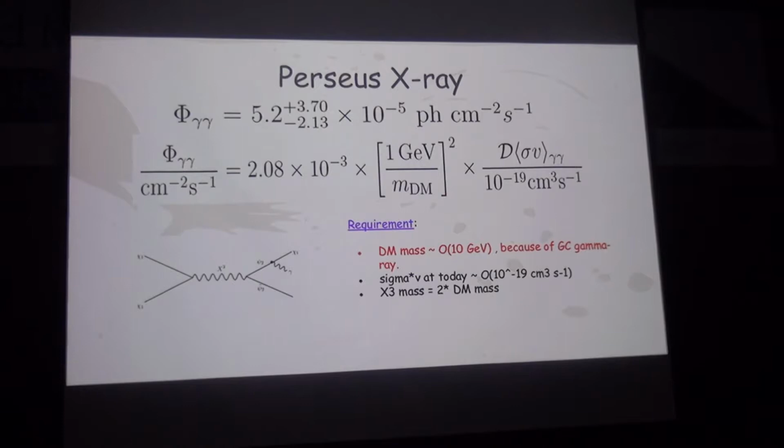Then with this condition, let's have a look at the Perseus X-ray. Because the galaxy center gamma ray requires a dark matter mass of 10 GeV, and in Perseus we use this decay, the only thing relevant is the mass difference. So this dark matter mass could be free, but because it's fixed by the galaxy center gamma ray, the annihilation cross section from this diagram should be of the order of 10^-19, which is very high. And the same as before, because of the mixing, we require some resonance. We use a resonance mechanism.